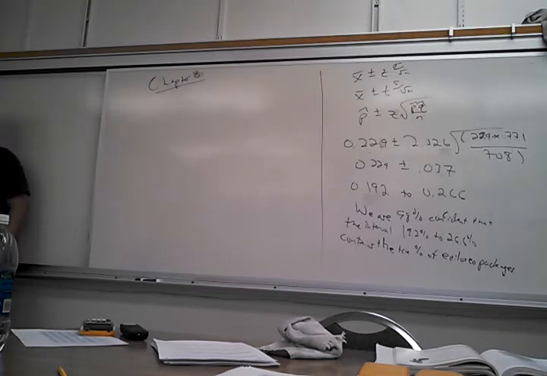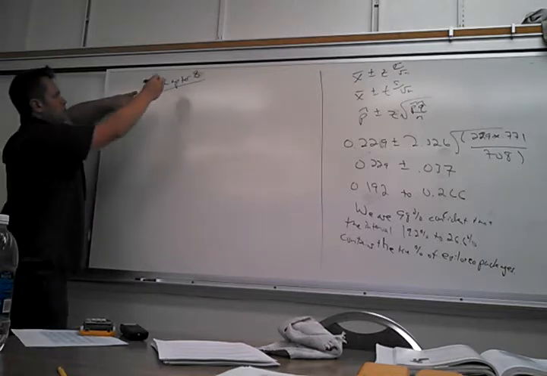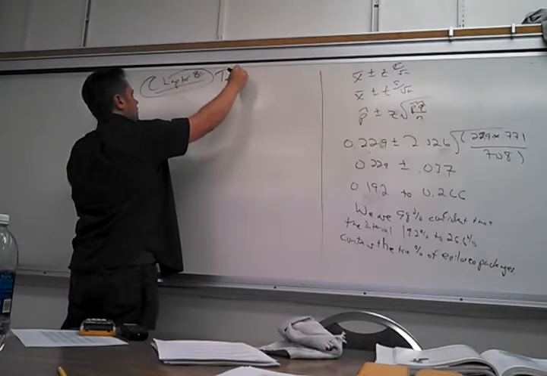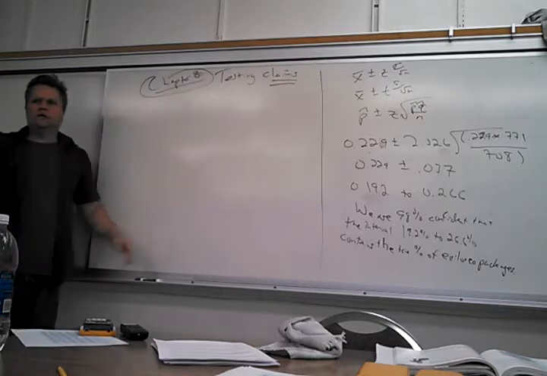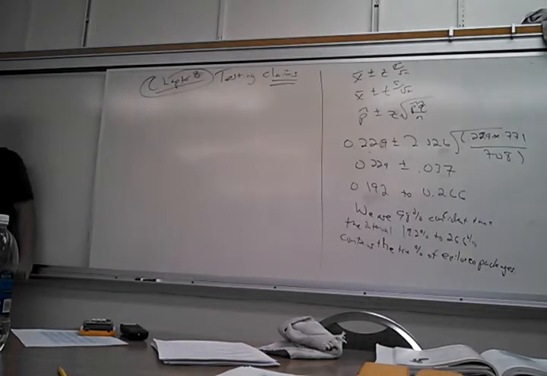Every step has stuff that we've already talked about. So I'm going to do a problem that we've already done, but I'm going to try to show you how it relates to what we're going to do with Chapter 8. And here's the idea. Chapter 8 is all about testing claims. That really is a huge part of what statistics does. You want to claim something, then you better have some proof to it.